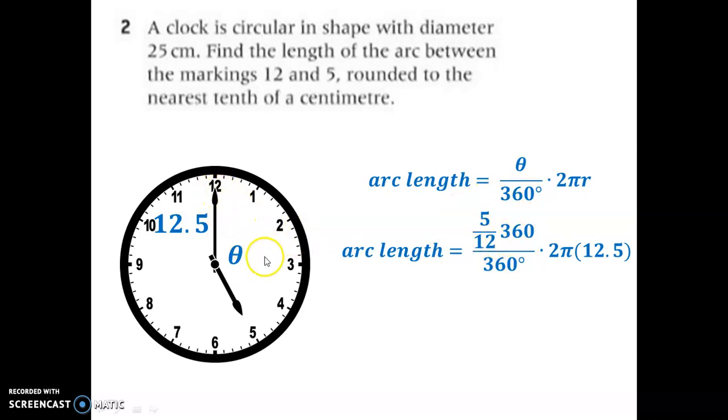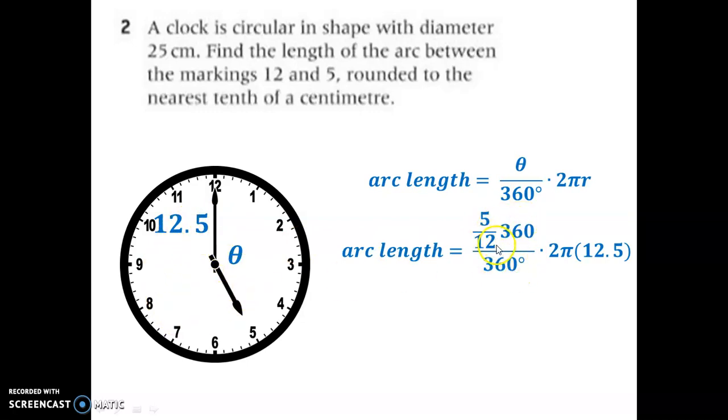Because to go from 12 to 5, if there's 12 little sections here in a clock, we have gone 5 of those possible 12 sections. So we have gone 5/12 of the way around this clock right here, 5/12. And 5/12 of 360 is saying we have 5/12 of this whole 360-degree angle.